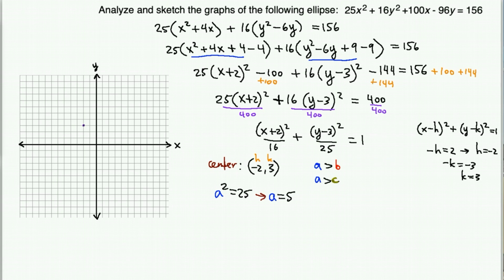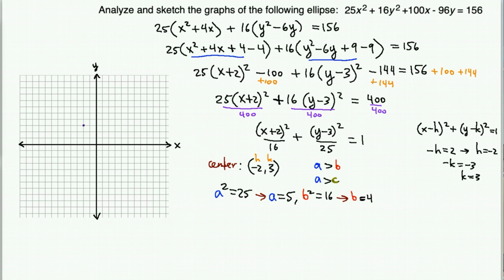Now b squared is equal to 16, as we just said, right? This is equal to the b squared. That means that b is the square root of that and only the positive square root. So b is equal to 4. Okay, so b is equal to 4.